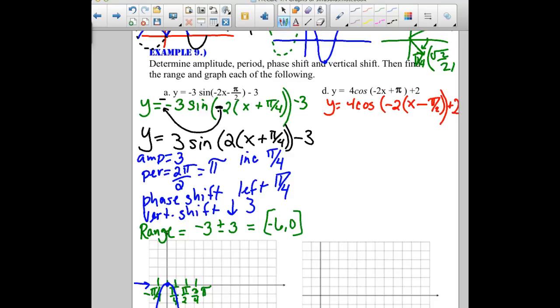And because this is an even function, this negative right here can go away. The value I get with the negative in there is the same value I'm going to get with it out. So I can rewrite this as y equals 4 cosine of 2 parenthesis x minus pi over 2, plus a 2.